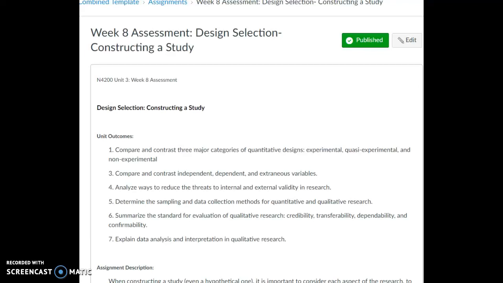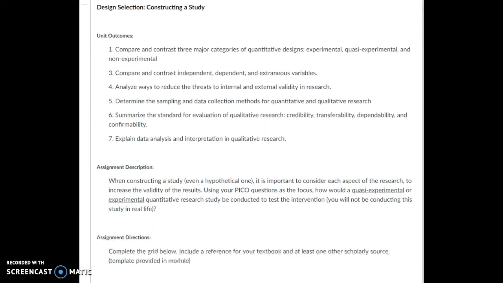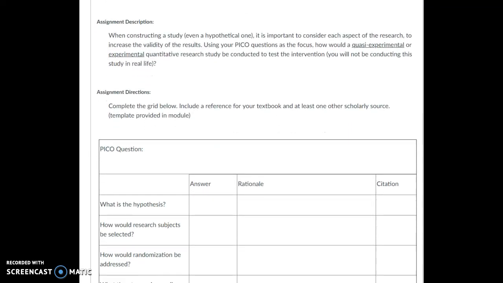In this week, you're going to be designing a mock study. I encourage you to read through the unit outcomes as well as the assignment description. You're going to be creating a mock study that's either quasi-experimental or experimental. So it's going to be a quantitative study. If that's still a word you're not really familiar with, please definitely go into your book. There's a lot of guidance in your book on how to do this.